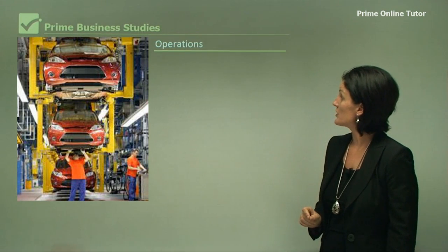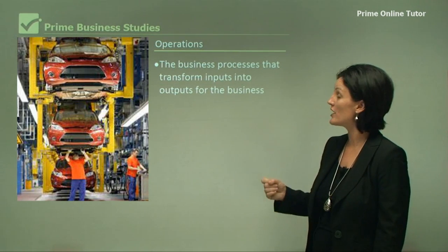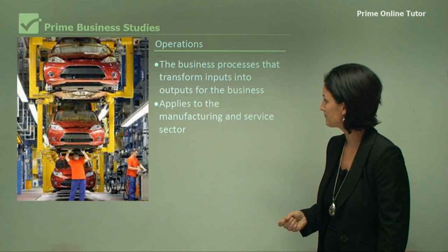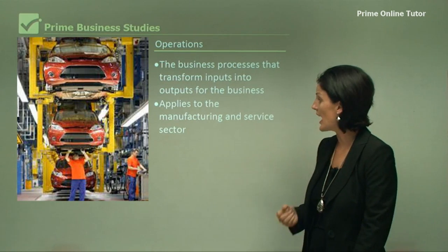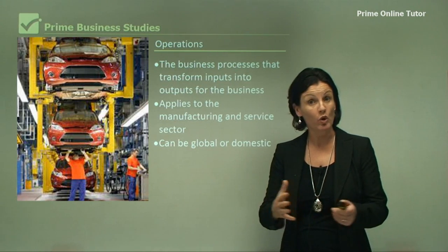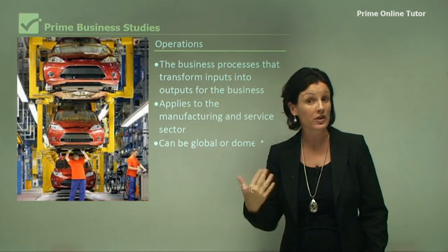Now, operations is, as we know, the business process that transforms inputs into outputs for the business. It applies to manufacturing and the service sector, and it can be global, which means worldwide, or domestic. Domestic means within Australia or within one country.